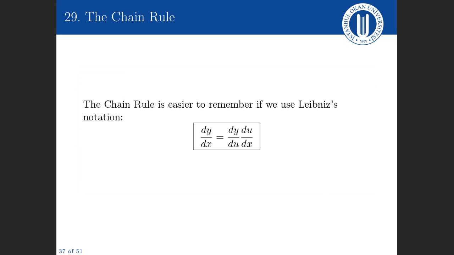If we use Leibniz's notation, this is perhaps easier to remember. dy/dx is the same as dy/du multiplied by du/dx. And I think this is easy to remember because if we think of a derivative as dy divided by du and du divided by dx, then we might imagine that the du's can cancel and we end up with dy/dx.